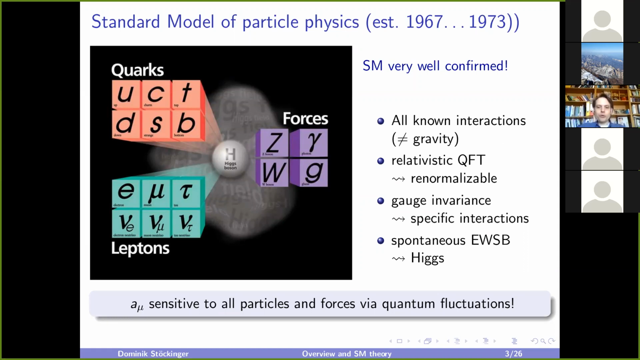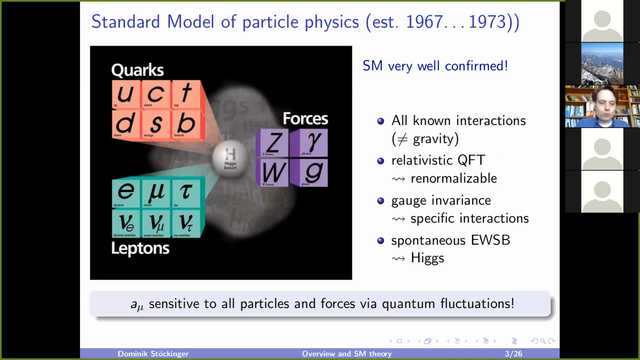It rests on the principle of gauge invariance, which means that the interactions between all the different particles are interrelated and very strongly constrained. It uses the concept of electroweak symmetry breaking spontaneously, which leads to the Higgs field, the Higgs boson, and the Higgs mechanism, which again gives rise to specific correlations between the interactions. And all these predictions from relativity, from gauge invariance, from spontaneous symmetry breaking, they are all confirmed by experiments.